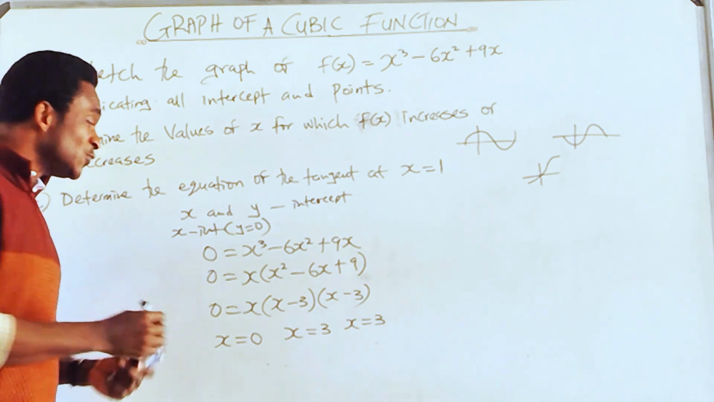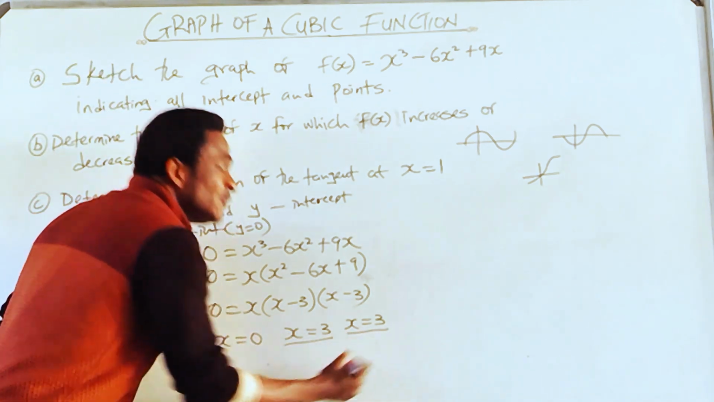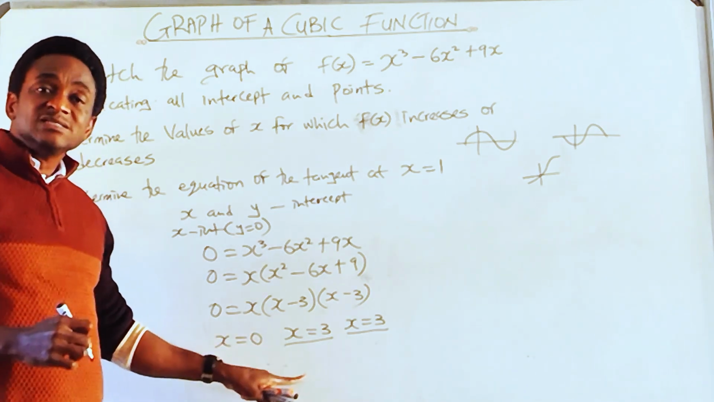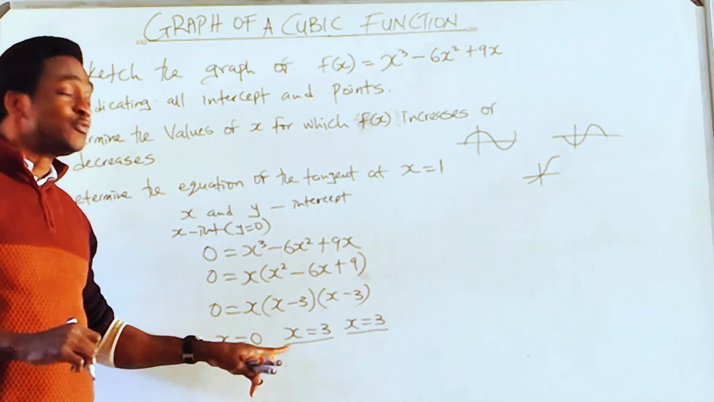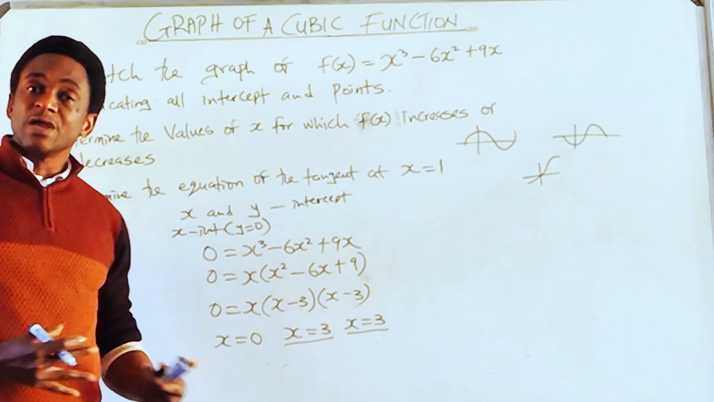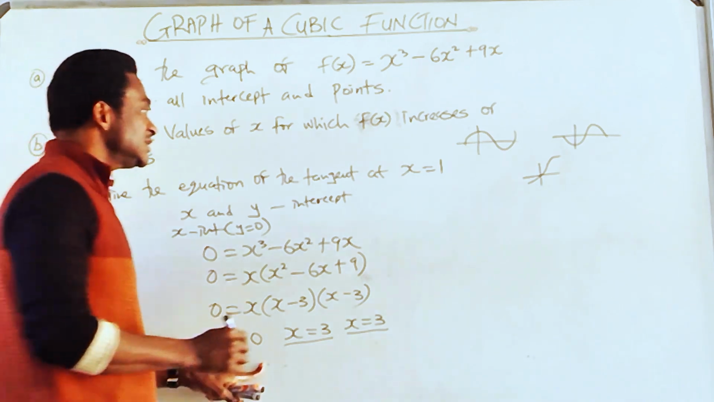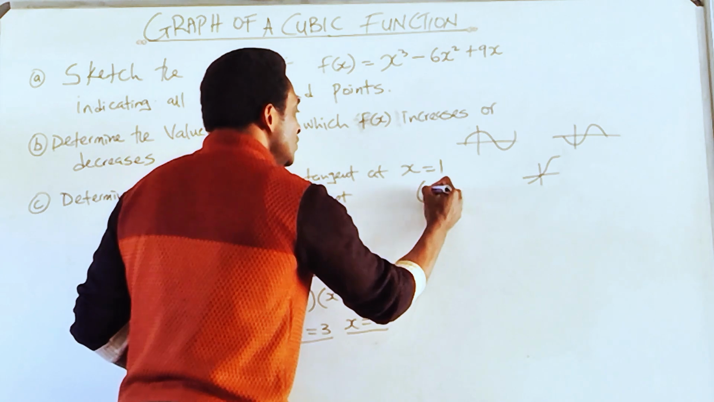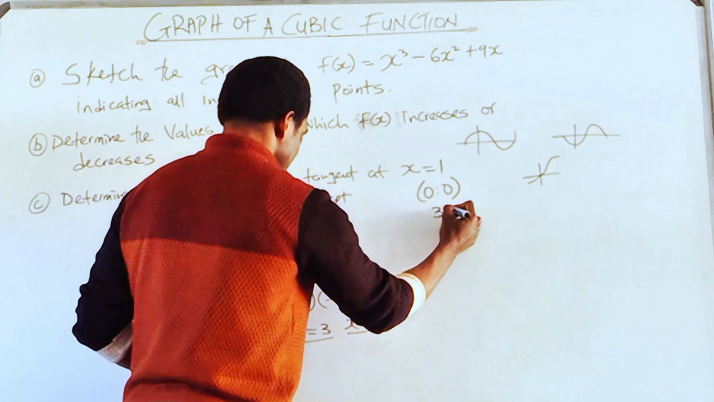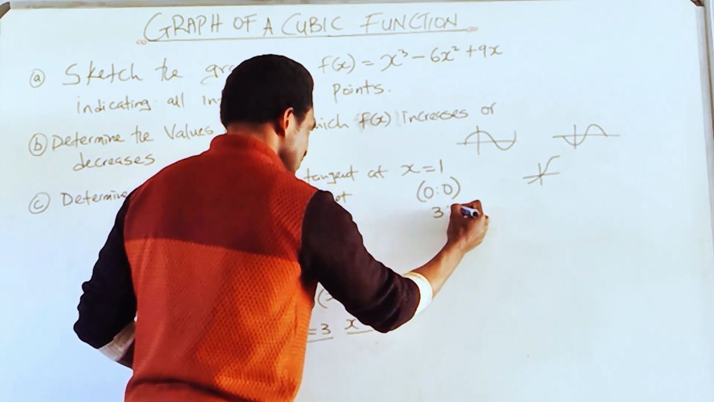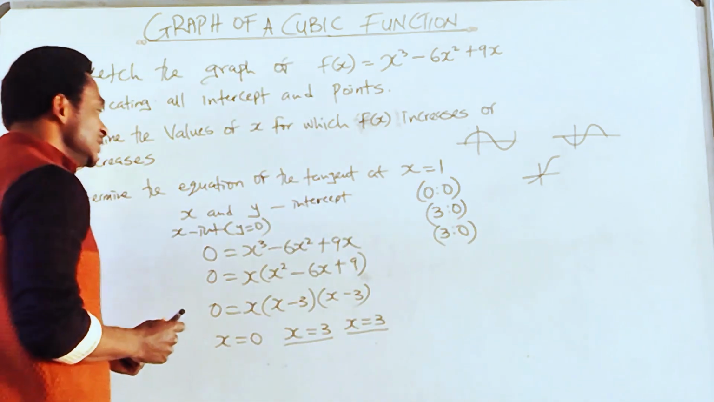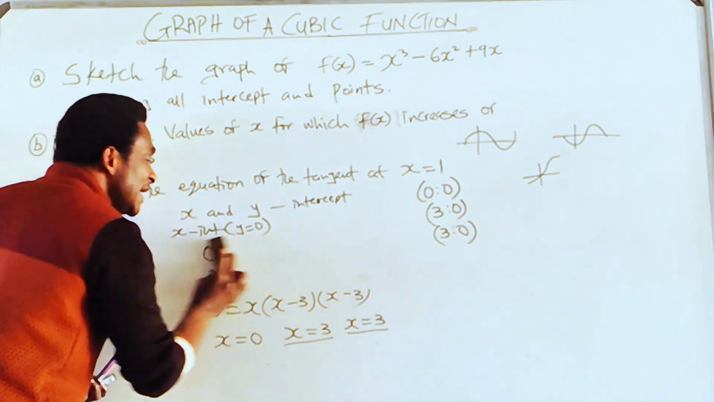Let me explain what happens when we have the same value of x-intercept. It means that the x-intercept will also serve as the turning point. We will see clarity when we go forward. So we have our x-intercepts. Let me write down the coordinates. If x is 0, y is 0; the second is x is 3, and y is 0. And x is 3, y is 0. Same point.